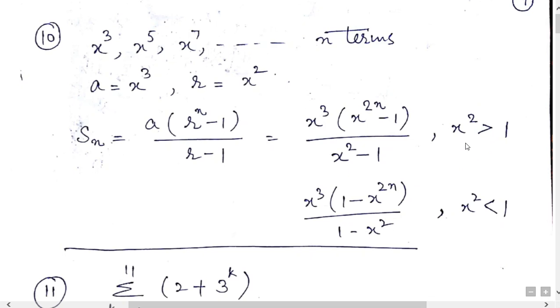Now if x square is greater than 1, you can write this formula. If x square is less than 1, you can write this formula. You can interchange the values.